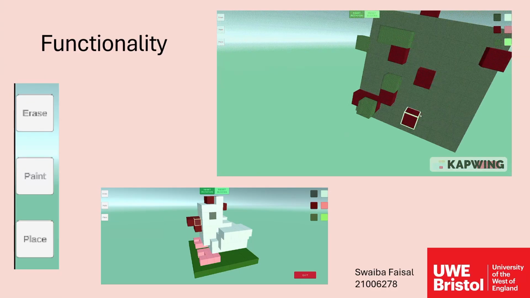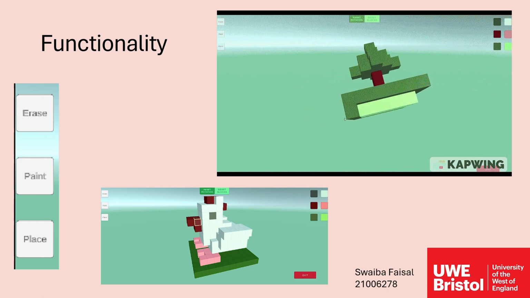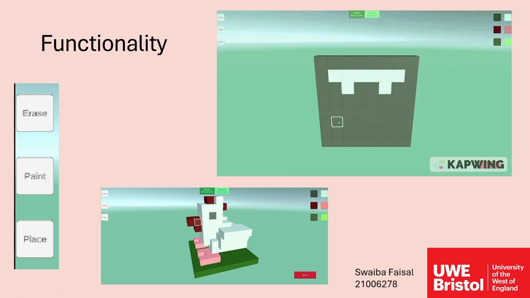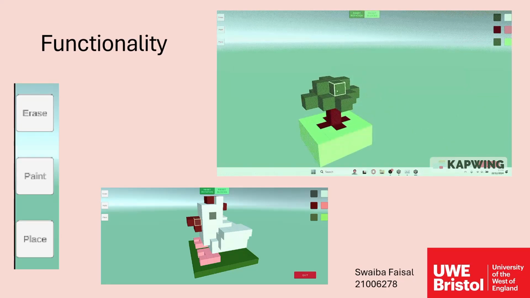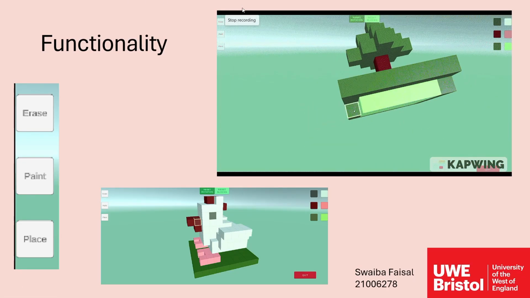In the final version of the artifact, you have 3 options. You can erase voxels, you can paint voxels, which just changes their color, and you can place voxels. The pictures and the GIF on the screen show the different applications of this system. As you can see, it works in a variety of different angles, different rotations.